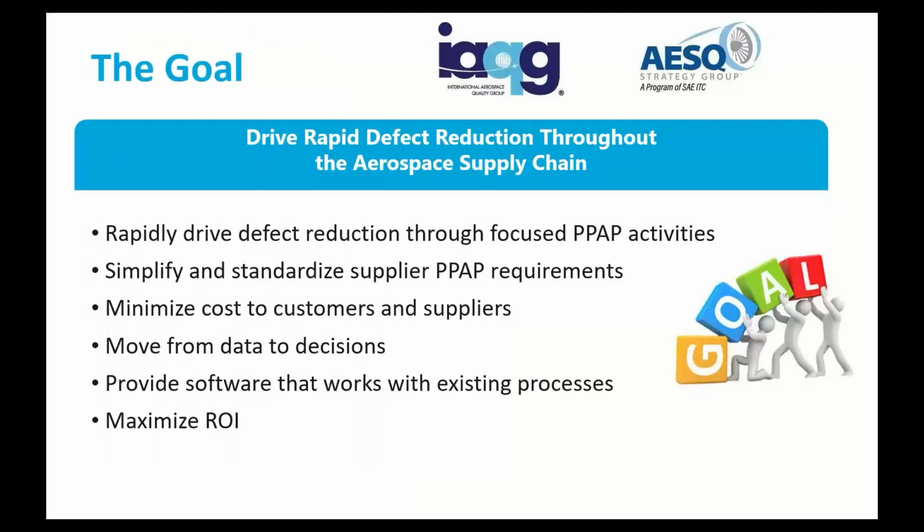Aerospace is very lucky to have two great professional organizations. First, the International Aerospace Quality Group, or IAQG. I was co-chair of the AS9145 deployment team, and what a great group of people to work with. The other one is the Aerospace Engine Supplier Quality Group, or AESQ. I just attended the supplier forum at the GE Aerospace facility in Cincinnati, Ohio last week. I'm going to share some of the information that they provided.